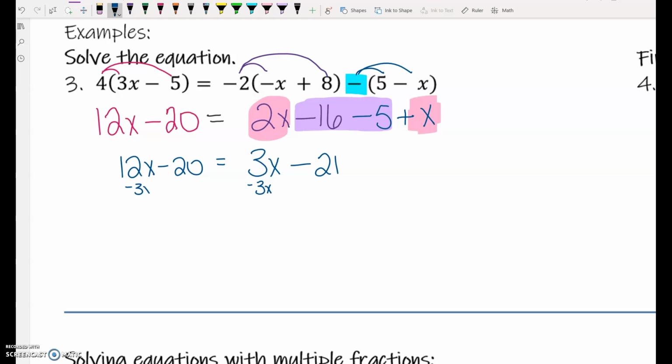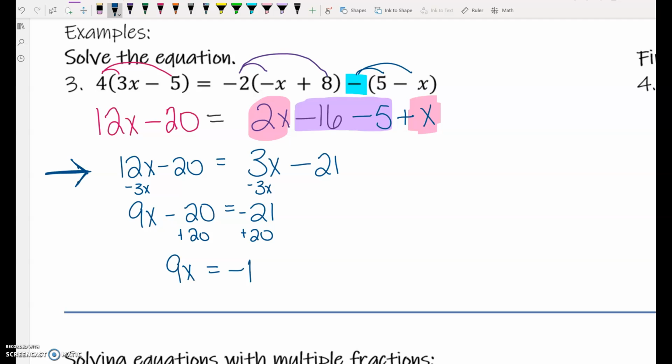Subtract 3x on both sides. So 9x minus 20 equals negative 21. Add 20 to both sides. If you do multiple steps at one time while you're solving, that is totally fine. I know at this step right here, a lot of people subtract 3x and add 20 all at the same time just to show less work. Sometimes I feel like that makes my work look really messy, so I try not to do that, but if you do that, that's totally fine. Divide both sides by 9, and we end up with our answer, x equals negative 1/9.